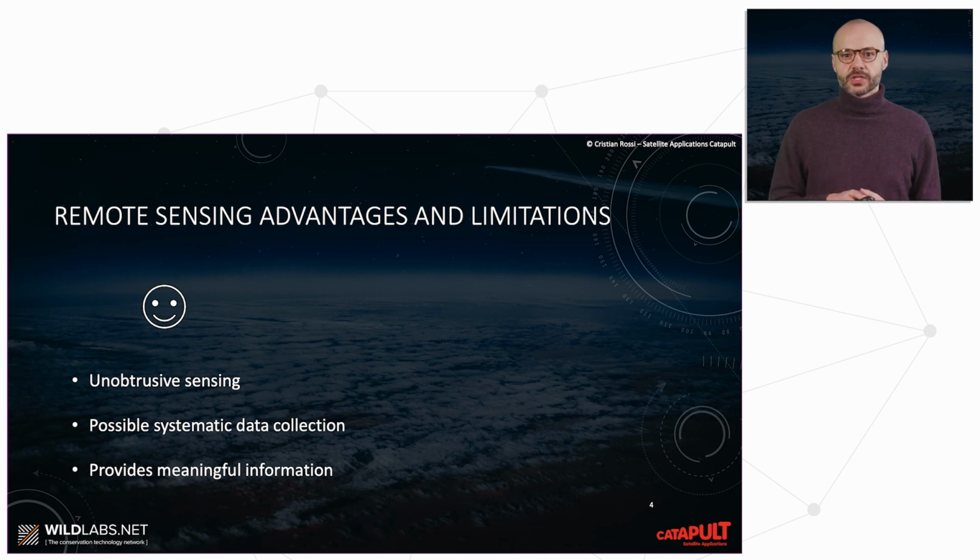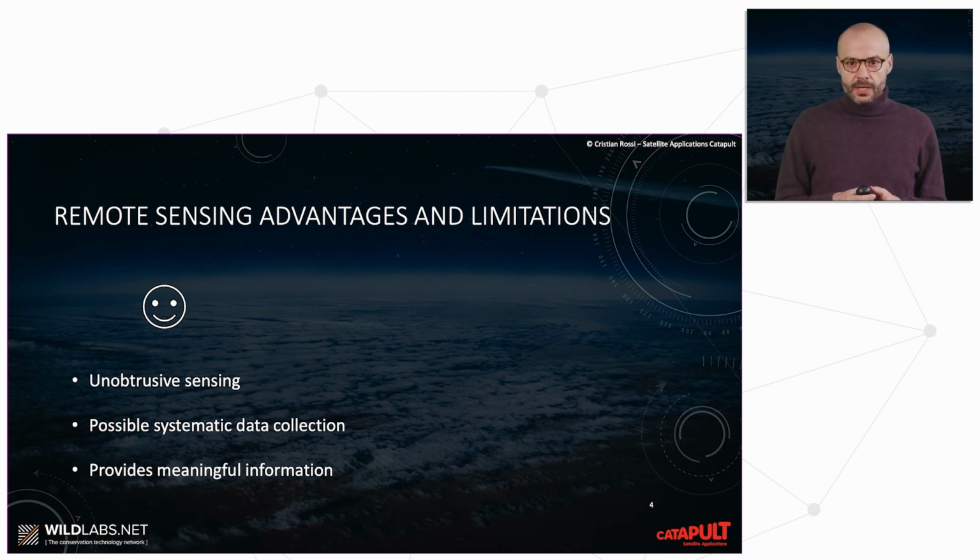Let's have a look at the advantages and limitations of remote sensing. Remote sensing, by definition, is unobtrusive. So we do not touch the surface. We sense remotely. This is a clear advantage because we do not need to be specifically there. Another big advantage is that we can systematically collect data. That means that we can capture data when we want, at the time that we want. This way, we can provide meaningful information on whatever we are targeting.